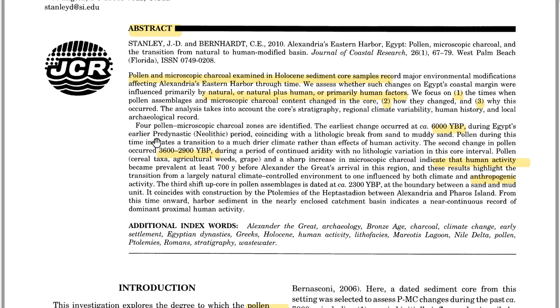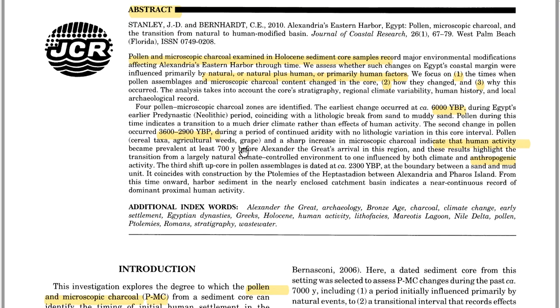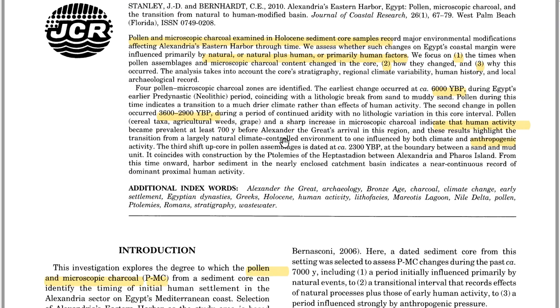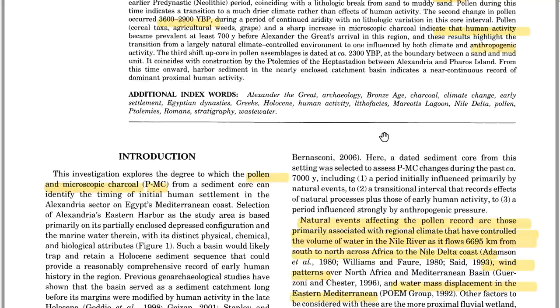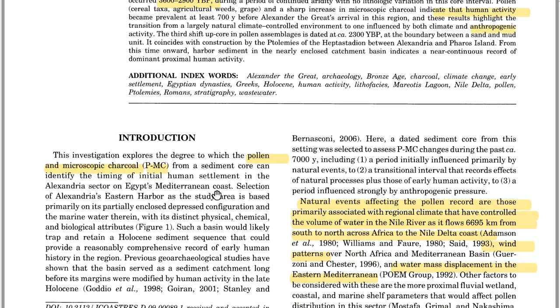And the earliest change is in the earlier pre-dynastic period. So pre means before and dynastic means kingdom. So before they had a kingdom, in the Neolithic period, the New Stone Age. And then it goes through, the second pollen change happened at this point, and they're thinking what happened is because of human activity. Anthropogenic just means environmental changes done by people. So anthro means people. Okay, so that's what the abstract says.